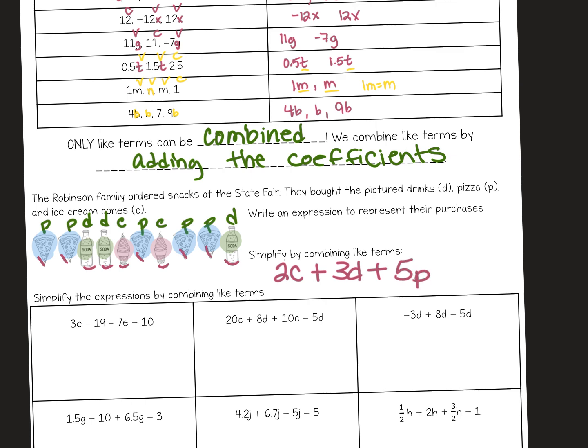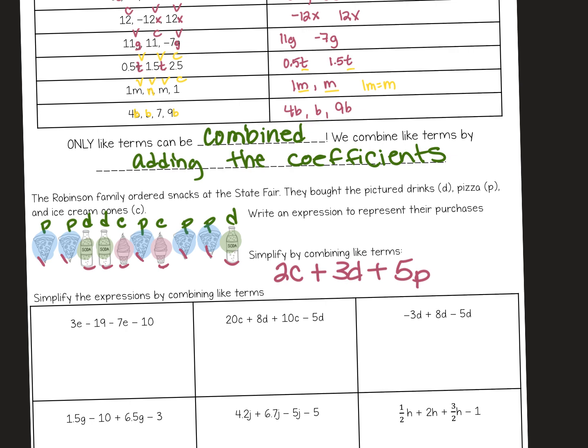Now, I'm not going to say I bought 10 items because I want to be more specific. I bought 10 of drinks, pizzas, and ice cream cones, but I can't add them together. They're not like terms. If I asked for an ice cream cone and you hand me a soda or a pizza, I'm not going to be very happy because I ordered the cone. So we can't combine them.